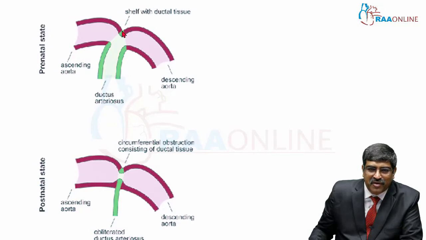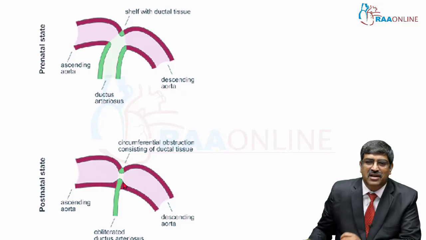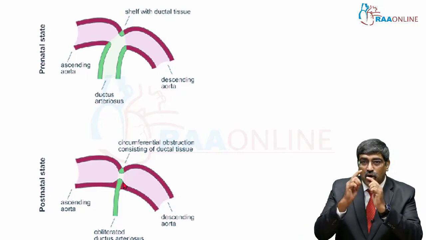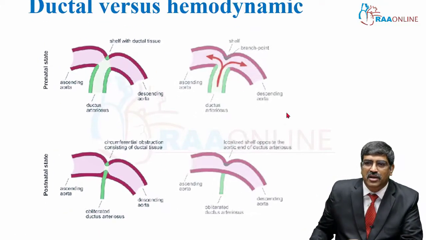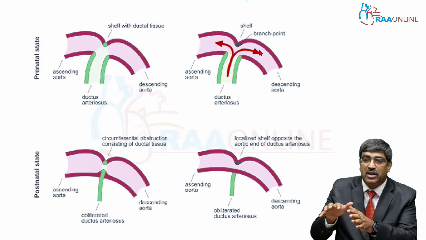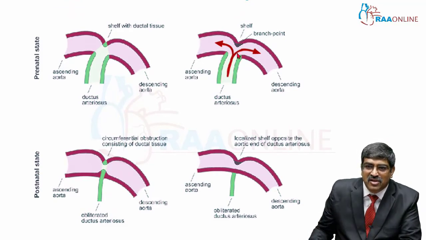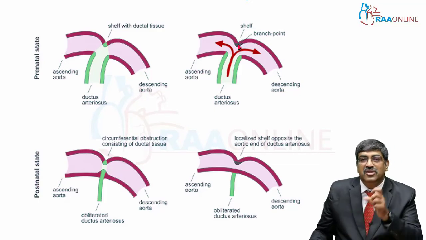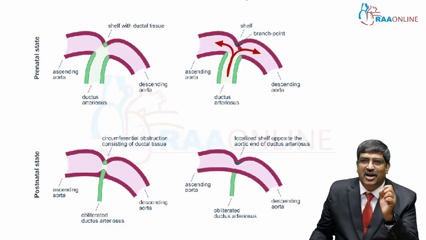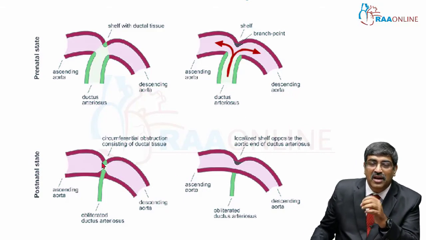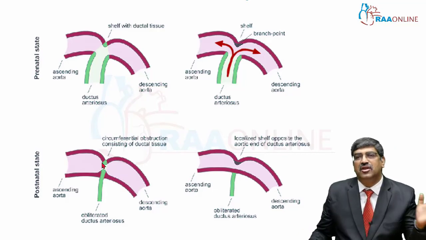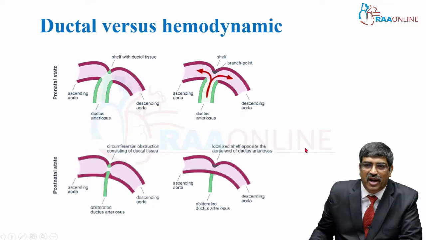So here you have the ductal tissue theory. The ductus infiltrates across the aorta and causes a circumferential constriction. Here the obstruction is going to be totally across the aorta. This is the ductal theory. In the hemodynamic theory, the flow across the aorta is reduced. So there is not much development here, and a shelf-like lesion comes in and causes localized narrowing at that part of the aorta. So this is more of a localized narrowing and this is more of a circumferential narrowing. These are the two theories with coarctation of aorta.